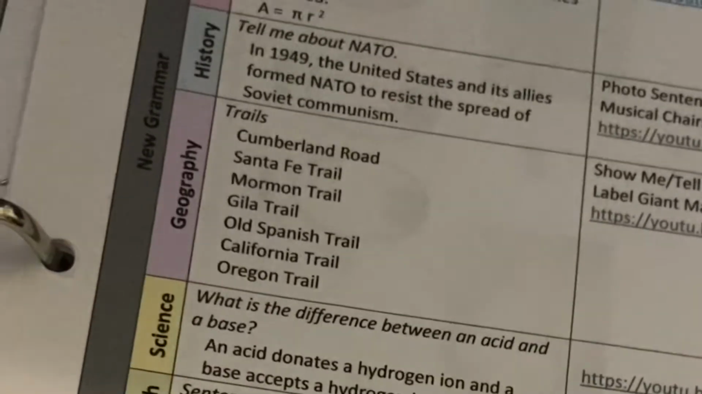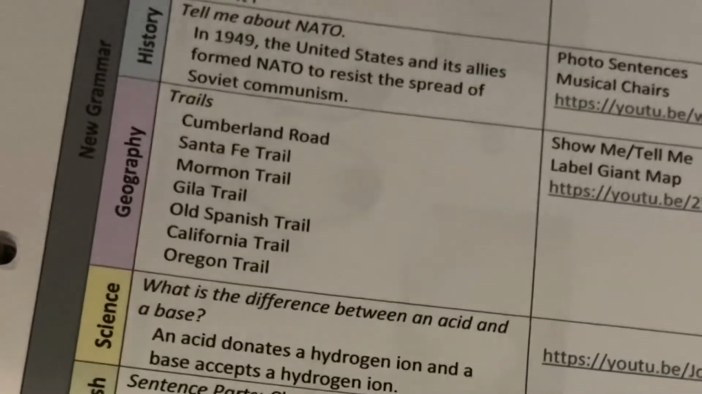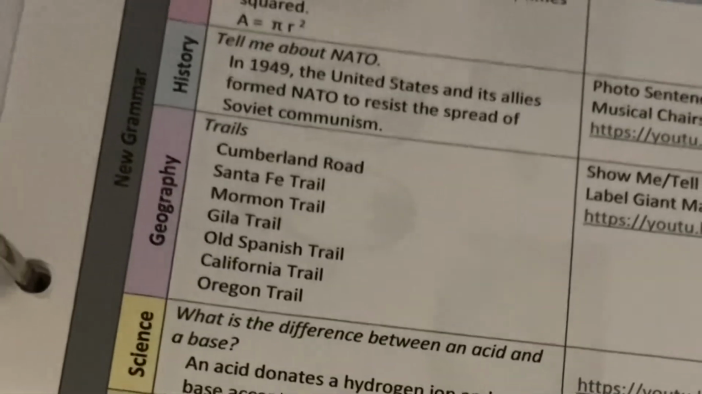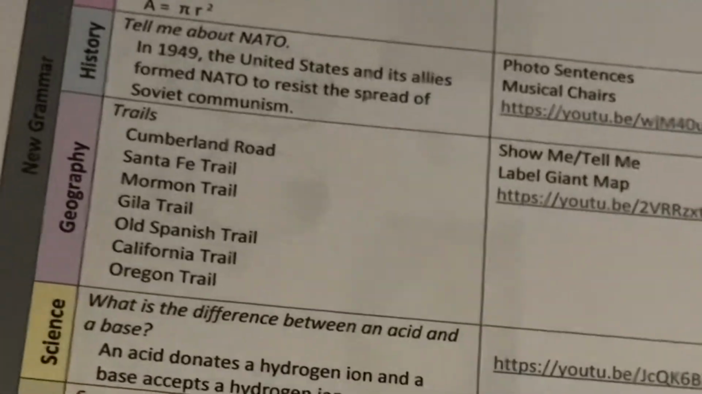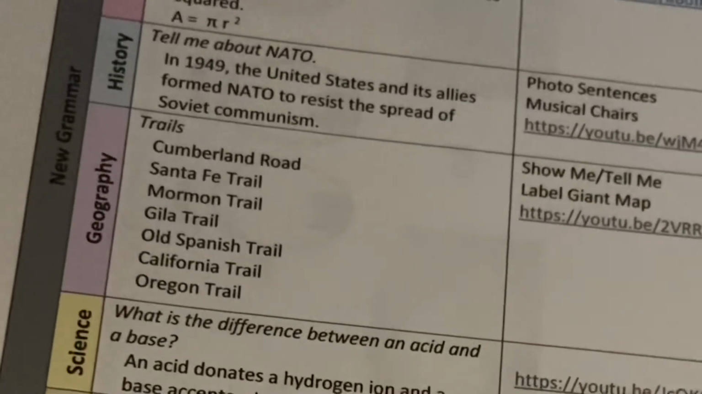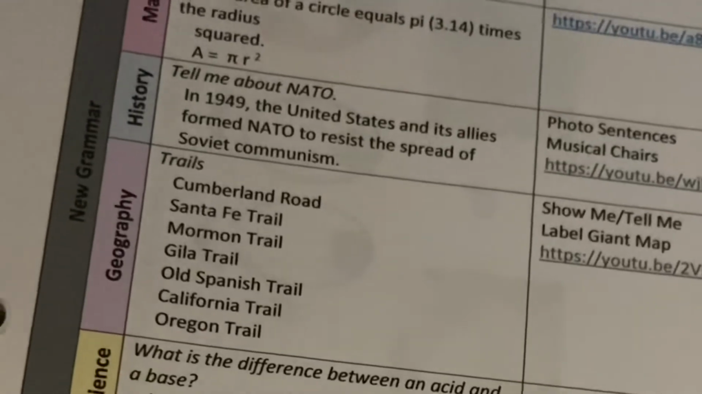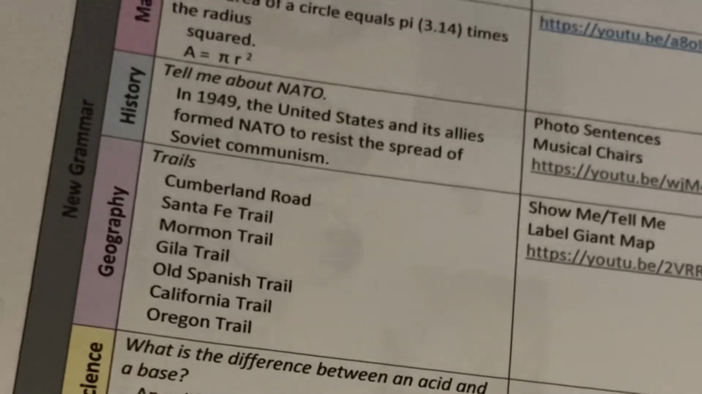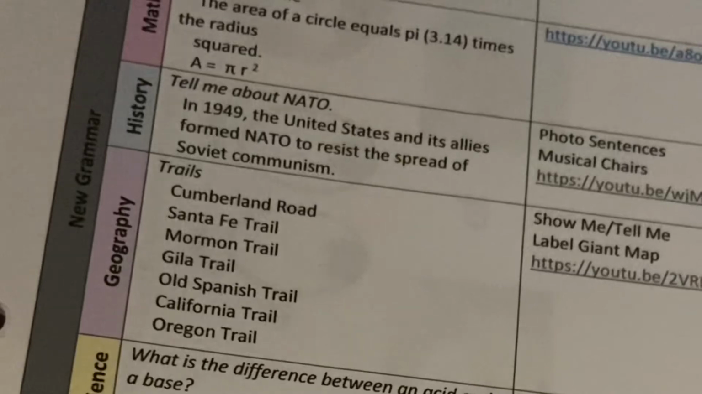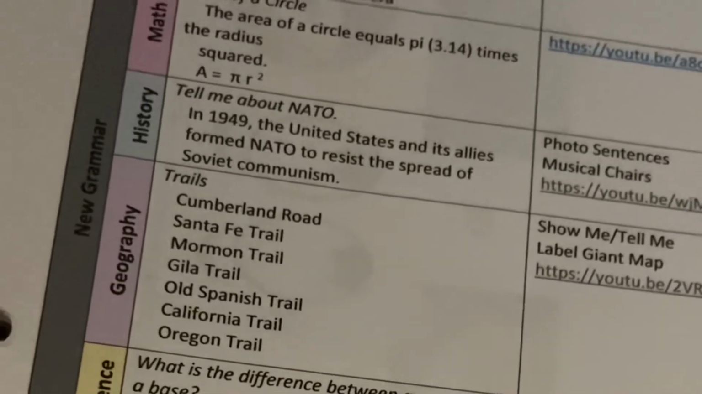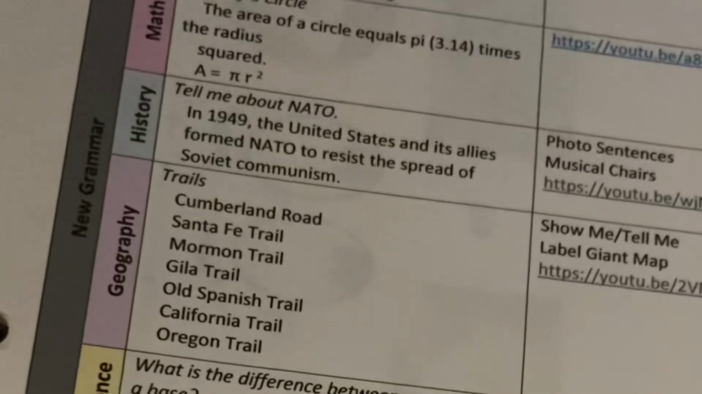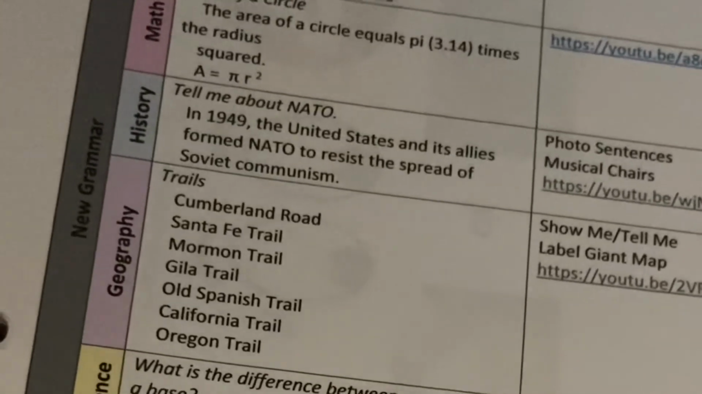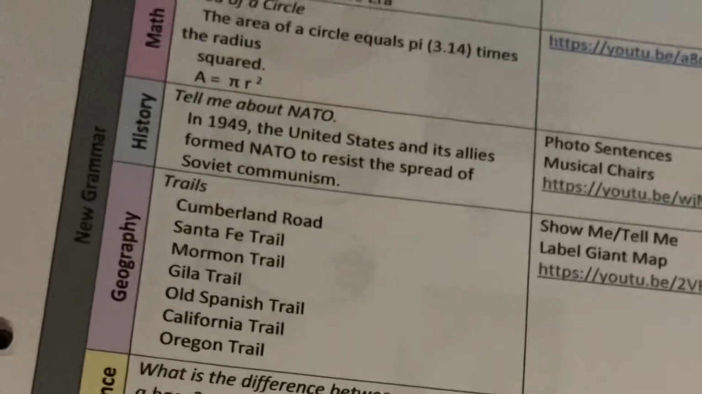Okay, guys. For geography this week, we're going to be talking about trails. And before we look at them on the map, we're going to say them together because one of them sounds really funny the way that it's spelled. So the first one is the Cumberland Road, the Santa Fe Trail, the Mormon Trail, the Gila Trail, the Old Spanish Trail, the California Trail, and the Oregon Trail.